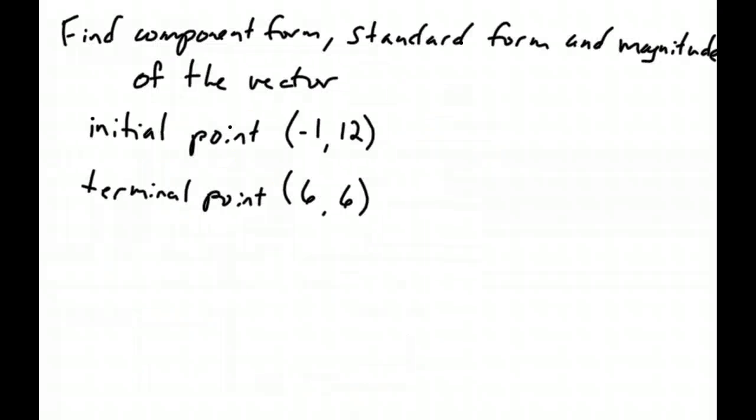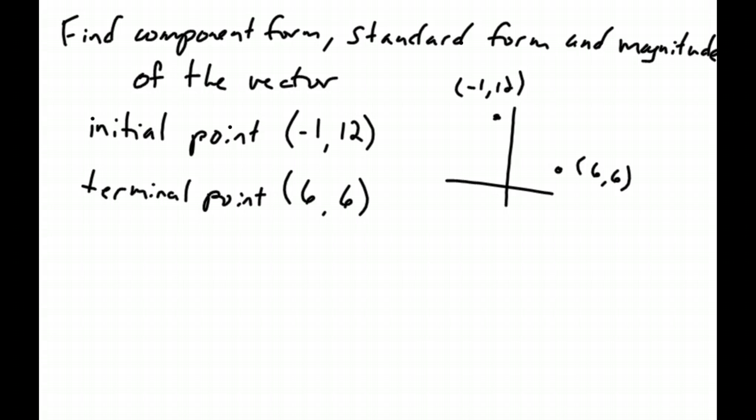Banana. Here is one type of example that you will see. Find component form, standard form, and magnitude of the vector. Usually it's only going to ask you for one of the things, but they're all very similarly related, so I'm just going to do one example and kind of shorten the time of this video a little bit. So, to find the component form, if I know that this vector starts at -1, 12, well, if I look on a grid, that's somewhere up there. It's -1, 12. And it goes to 6, 6, so 6, 6 is over here somewhere, say.